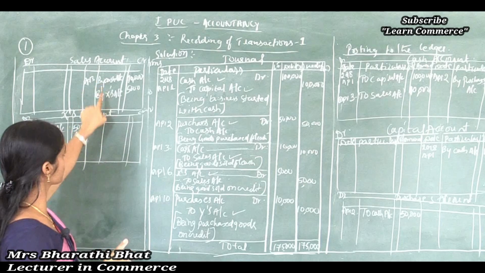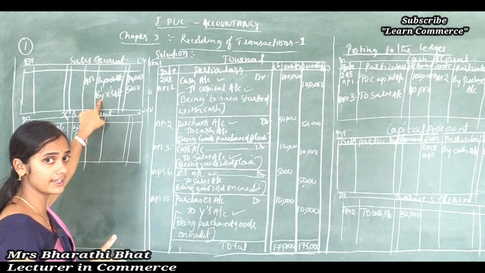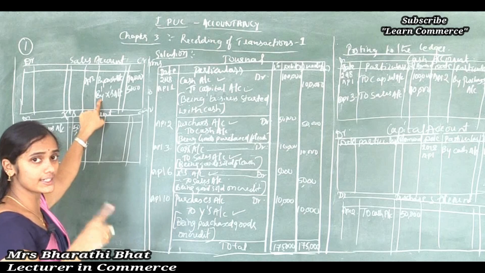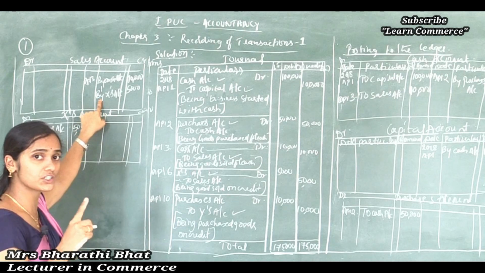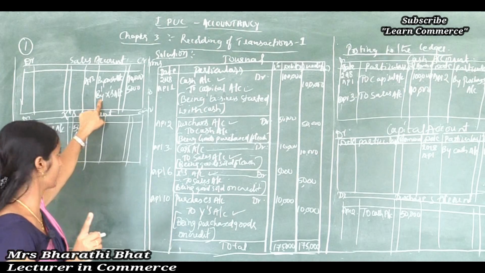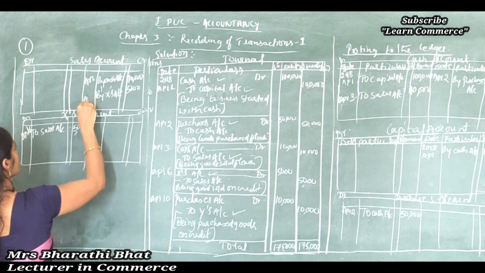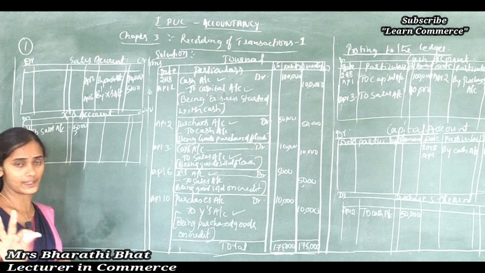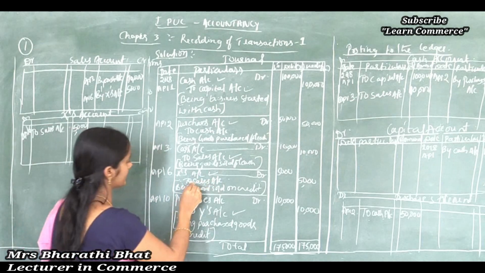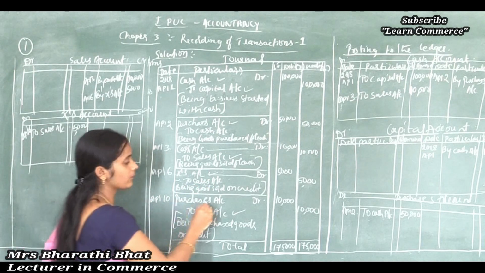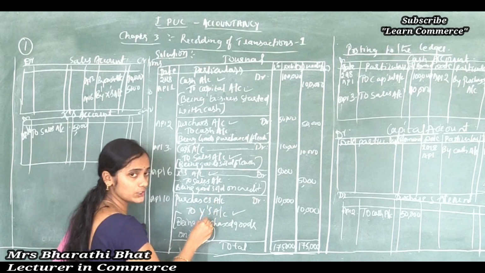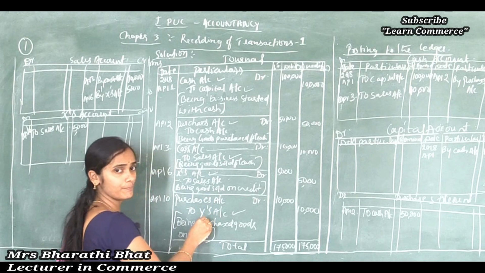please remember we should use the prefix by to record credit, and we should use the prefix to to record the debit aspect. Clear, right? So by X account, April 6. Clear? And the next one, April 10, very simple: purchases account debited to Y's account.